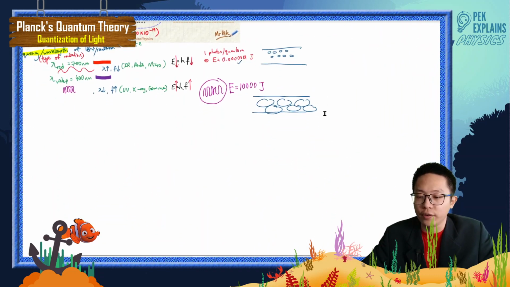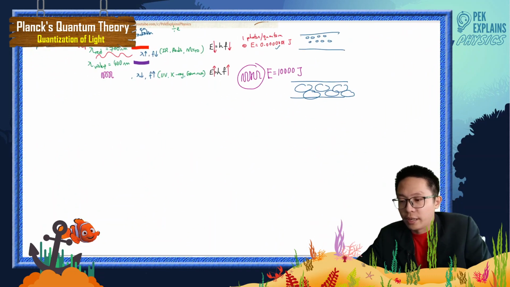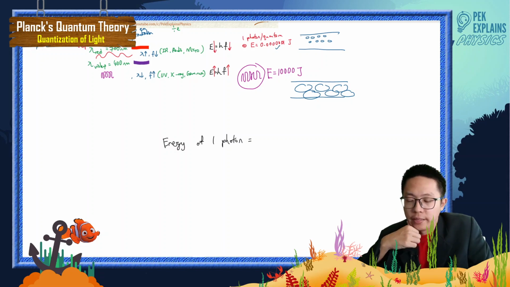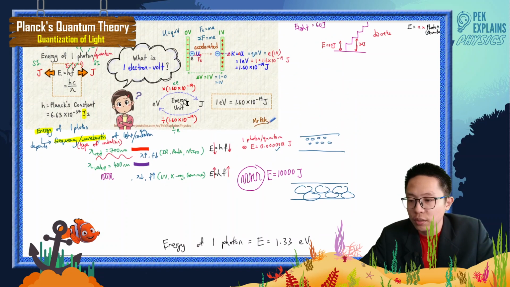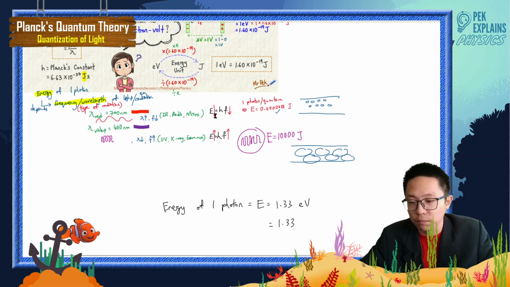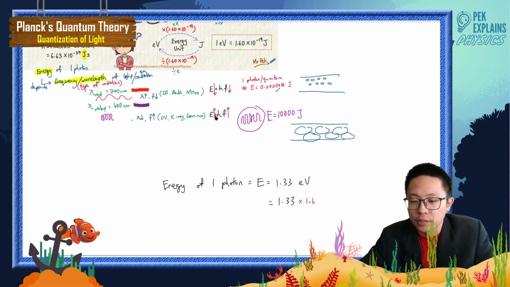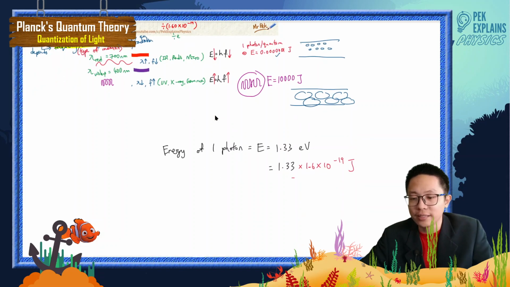So let's say the energy of 1 photon is 1.33 electron volt, and I want to change to joule. How? To change electron volt to joule, we multiply. So we multiply 1.33 by 1.6 exponent negative 19, and it becomes joule already. Understand? Then you get the answer in joule.